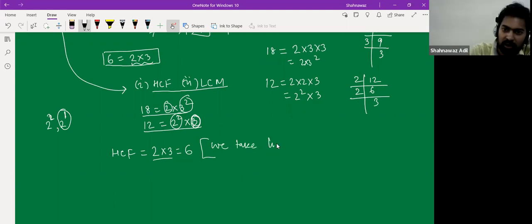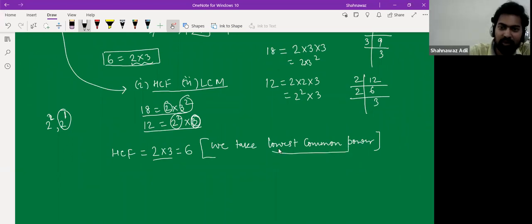We take the lowest powers of common numbers, right? Lowest power of common numbers, I should write. So just understand this: this is not the lowest common power, but the lowest power on common numbers, right?